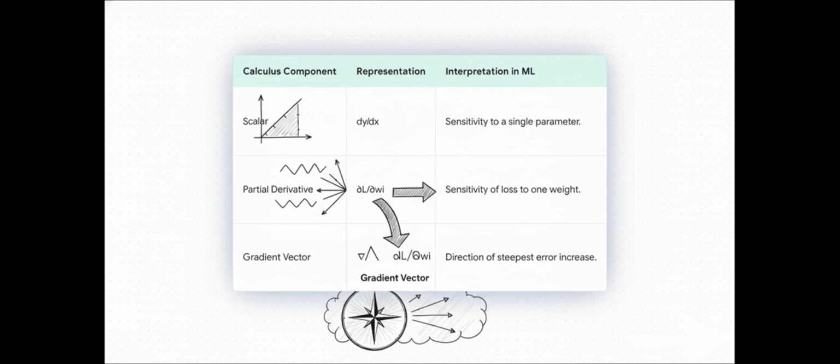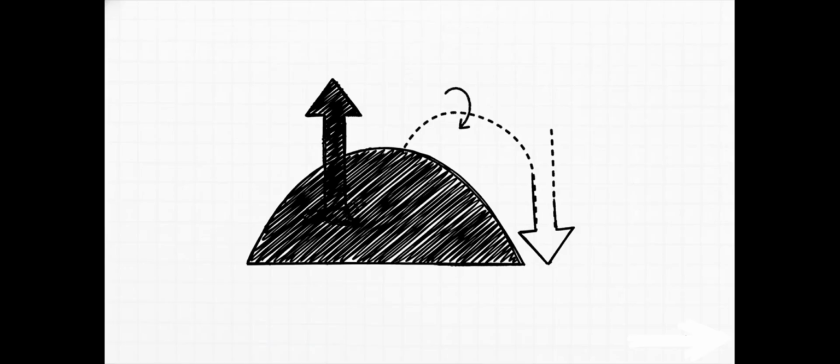And when we bundle all of those individual measurements together, we get something called the gradient vector. And that vector is our ultimate compass. And this right here is the absolute crucial point.